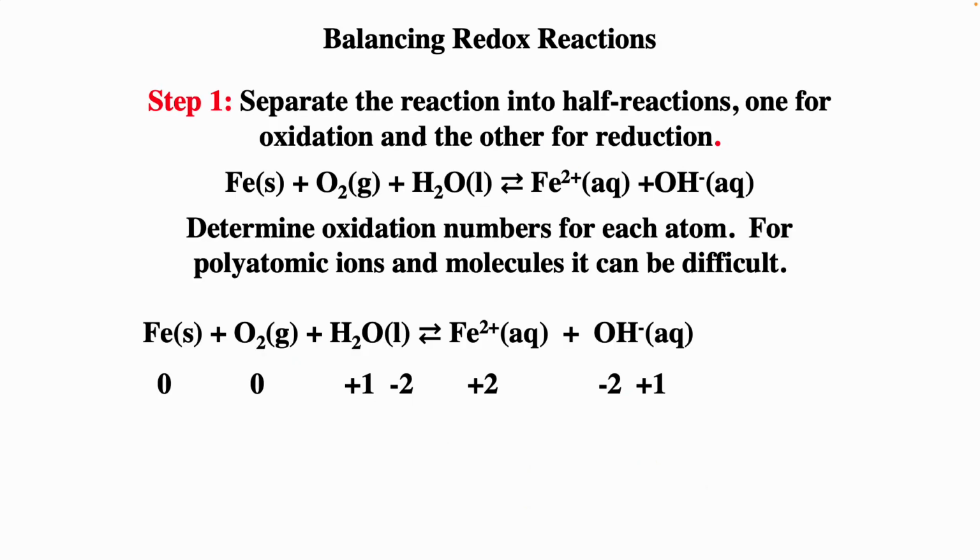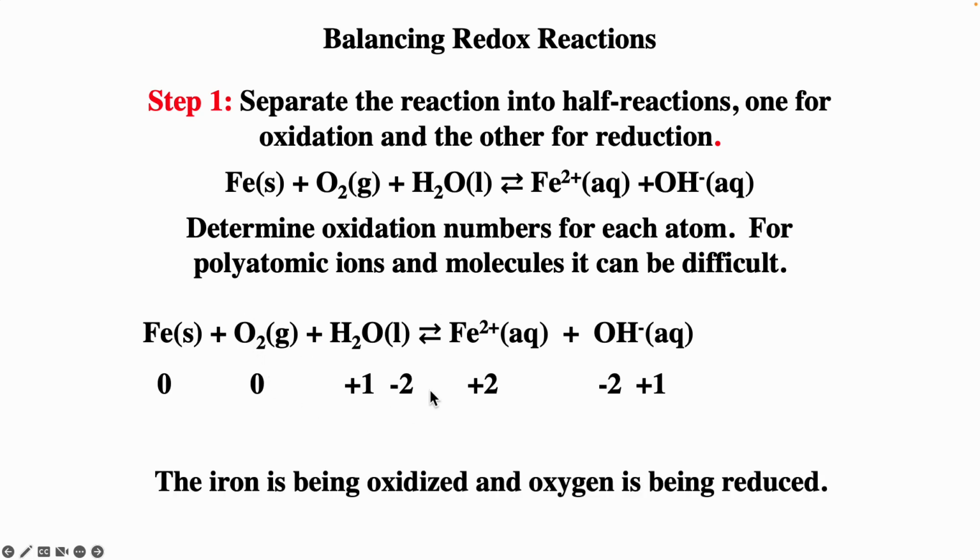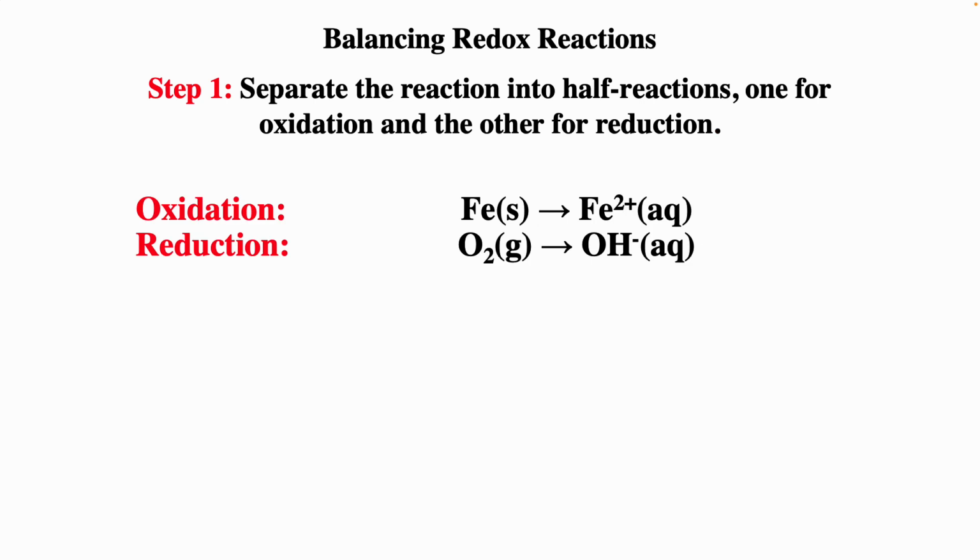And so if we want to balance a redox reaction, there's a series of 5 steps that we have to go through. The first one is we have to separate into oxidation and reduction half reactions. And so what we should do is write down the oxidation states for all the elements. And then we notice that the iron is being oxidized and the oxygen is being reduced. And so that gives us our 2 half reactions.